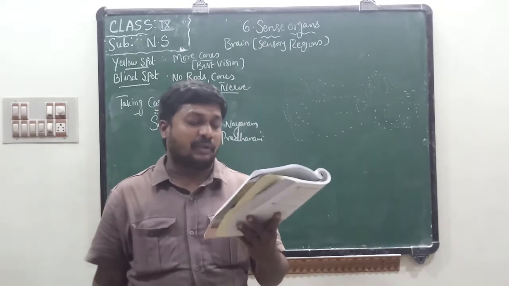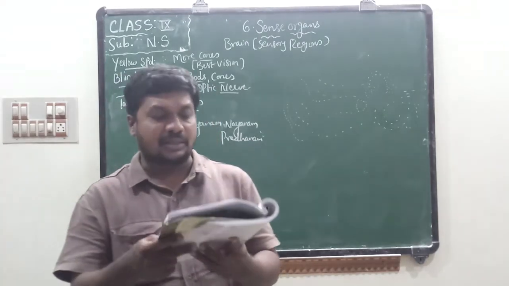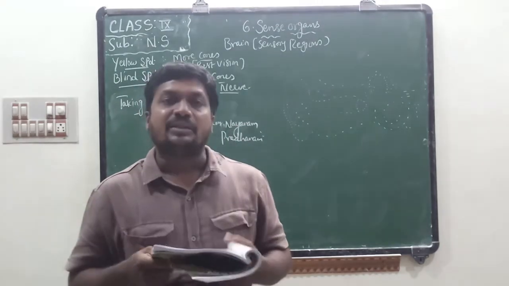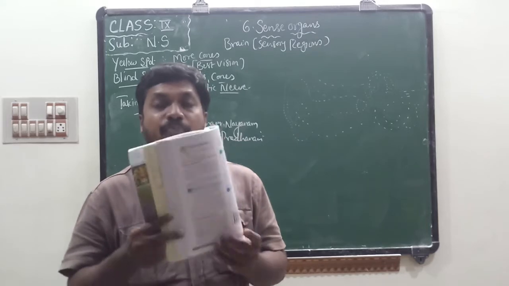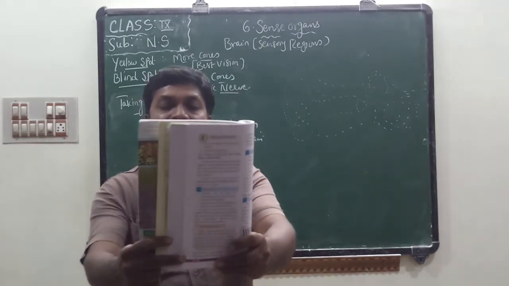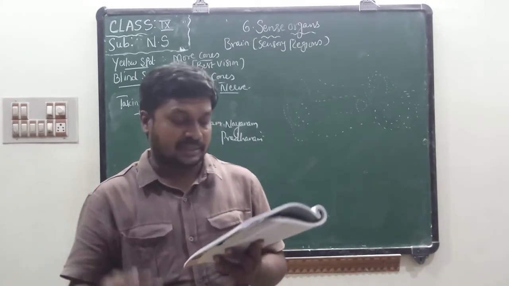Keep the distance between book and eyes about 25 centimeters while reading. Some people will keep the book close like this and read. This may affect your eyes. That's why while reading your textbook, keep your books at least 25 centimeters away from your eyes.